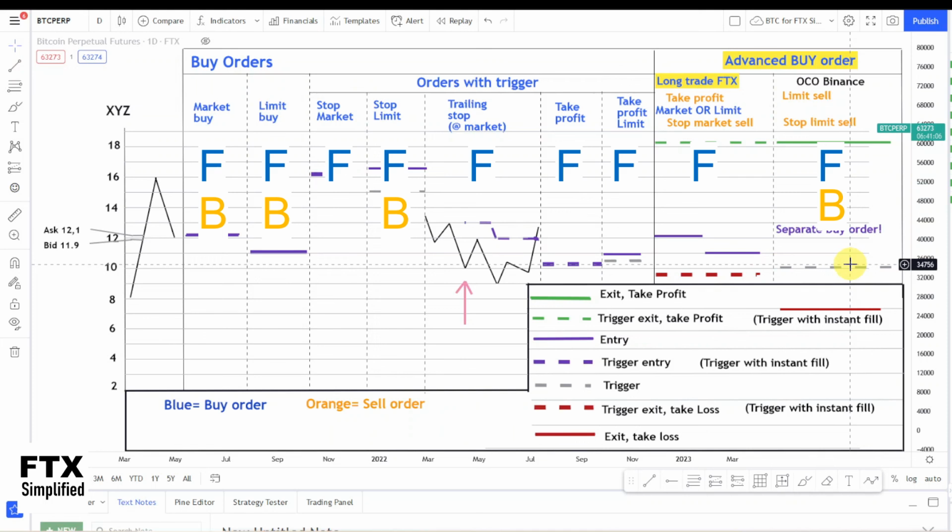And I made an overview for all the different order types, and the F stands for FTX and the B stands for Binance. And I really hope this system helps you to understand it. And I will do all the sell orders in the same system. And you can already see that I'm using more colors. I'm using green if the order results in a profit, and I'm using red if the order results in a loss.